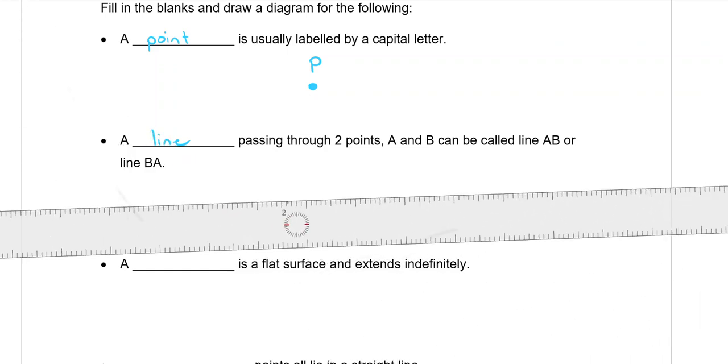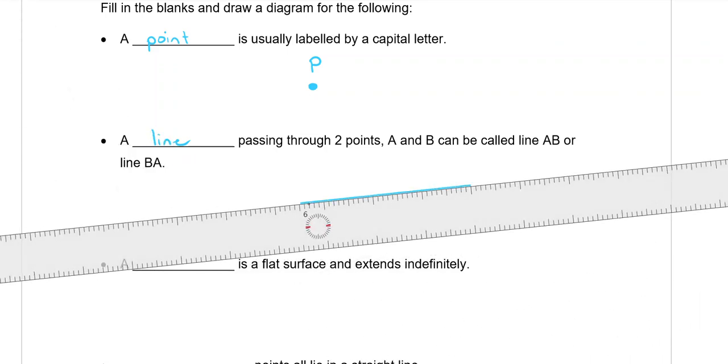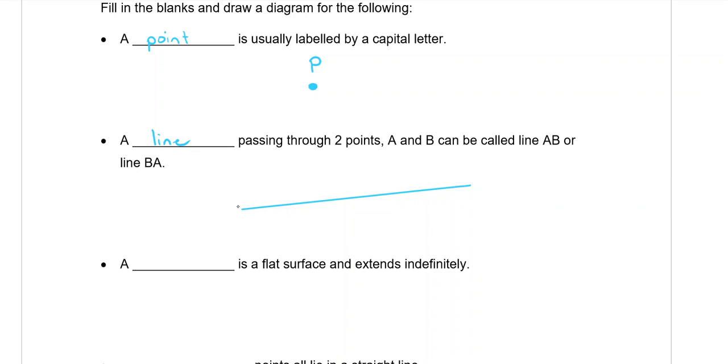A line passing through 2 points A and B can be called line AB or BA. So I'm going to draw an example of what that could look like. Here is a line. Now lines can keep continuing for as long as we like, so we put arrows on the end to say we can extend it further if we want to. But I'm going to put 2 points on that line, anywhere that you like. And one of them is going to be point A and one of them is going to be point B. So as we said, that could be called line AB or BA. The order that you write them in is not important for a line.